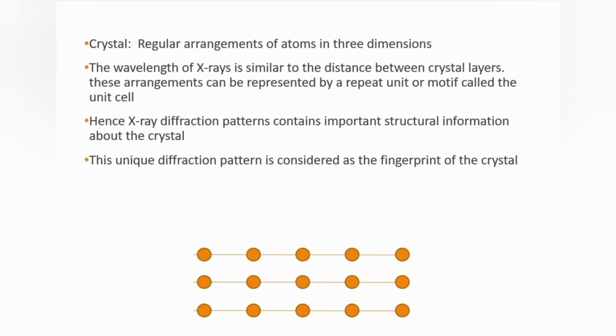Since the wavelength of X-rays is similar to the distance between crystal layers, incident X-rays will be diffracted, interacting with certain crystalline layers, and the diffraction patterns contain important structural information. Now, this structural information about the crystal is obtained by XRD. The diffraction pattern is considered the fingerprint of that particular crystal, because each crystal structure produces a unique diffraction pattern and every phase in a mixture produces its diffraction pattern independently.